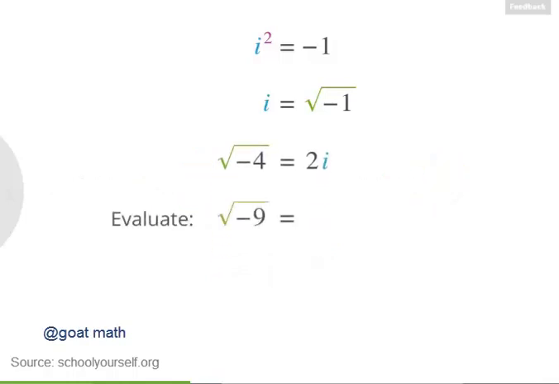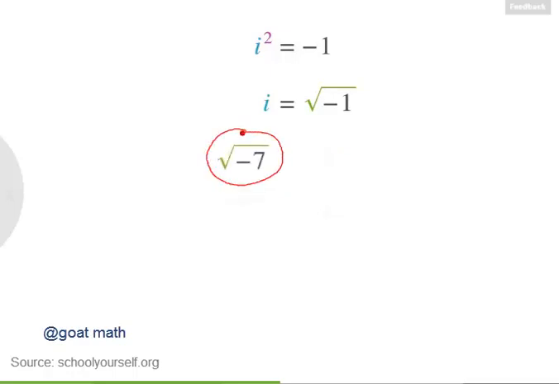Okay, so try another example. How would you evaluate this expression, the square root of -9? Exactly. So if you square 3i, you'll get -9. Do you see a pattern? To evaluate these square roots of negatives, you took the root of the positive number and then multiplied by i. So let's look at another example, the square root of -7. If you were asked to simplify this, then you'd say i times the square root of 7.